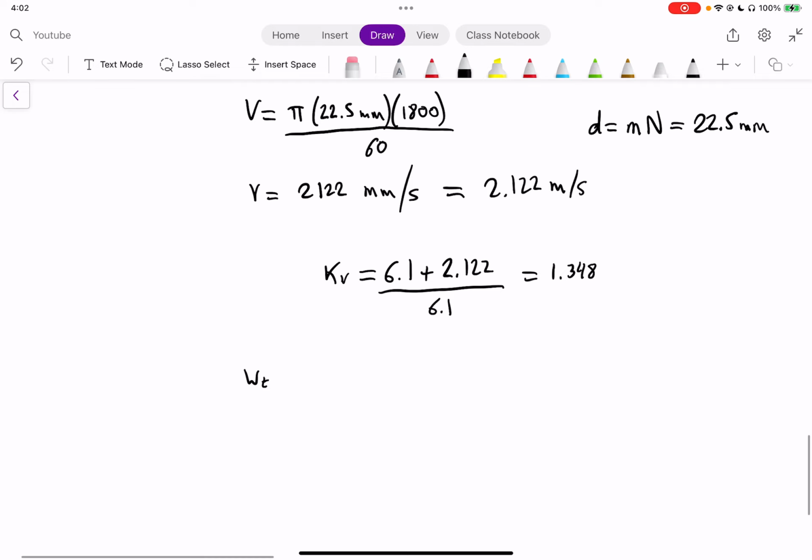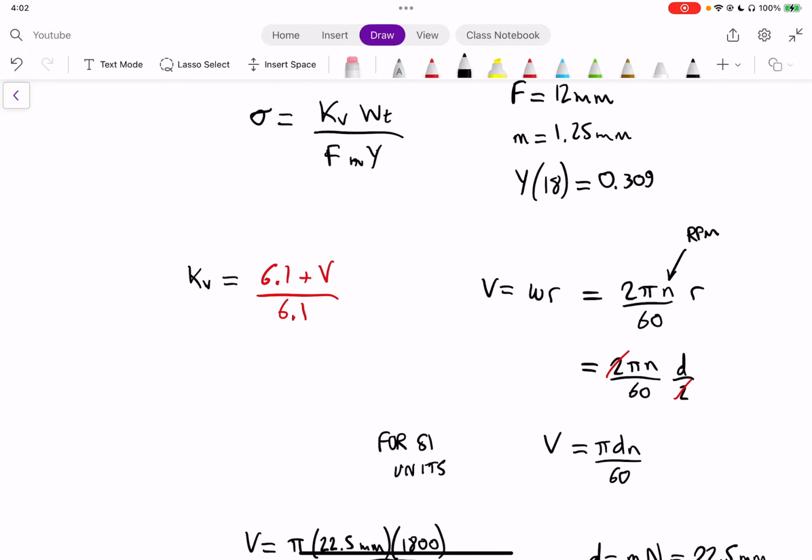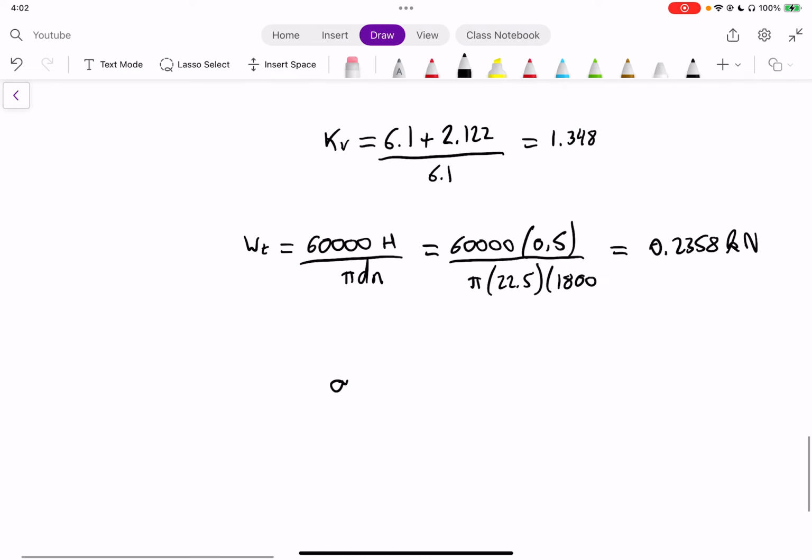Then we need to find WT for our equation. Same process as before. Now we're going to use 60,000 times H over pi dn. The reason we're using this equation is because we have SI units now. We write 60,000 multiplied by 0.5 given in the question, divided by pi, and remember all the units are taken care of here already, 22.5 times 1800, and we get 0.2358 kilonewtons. Finally, if you plug all your values into the final equation, we have F, M, Y, we can find our sigma, and you can do this in your own time if you want to. The sigma you would get would be 68.6 megapascals. Okay, so that concludes the second problem that we're doing.